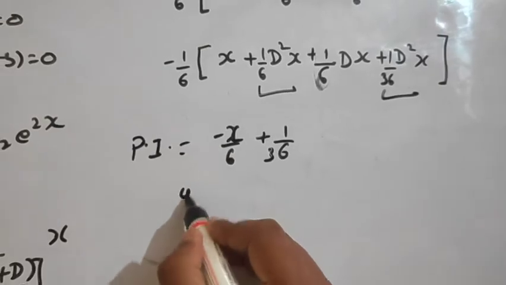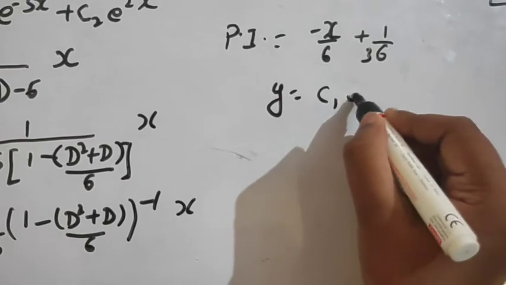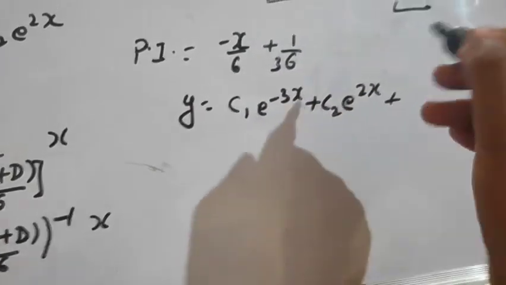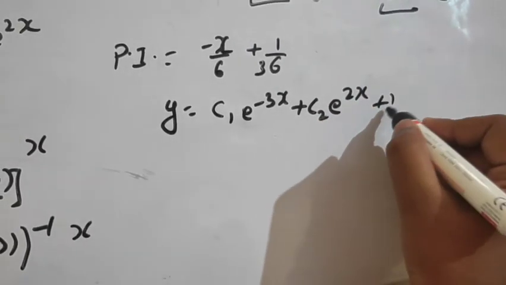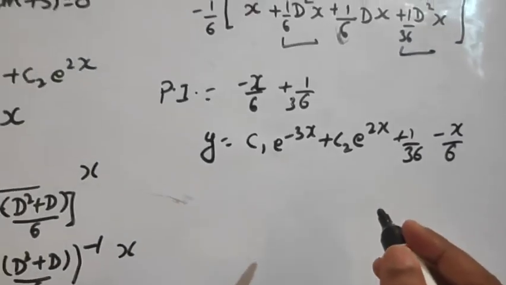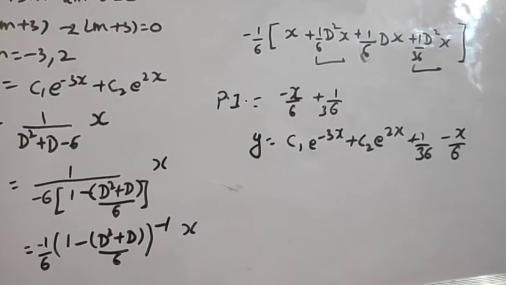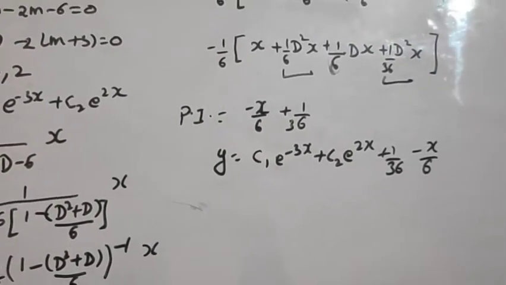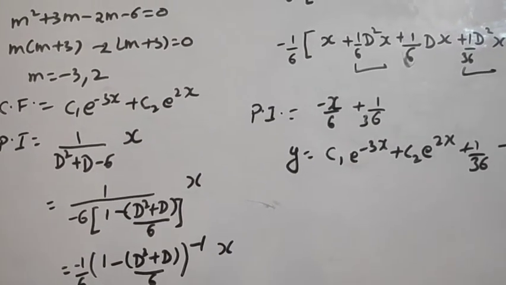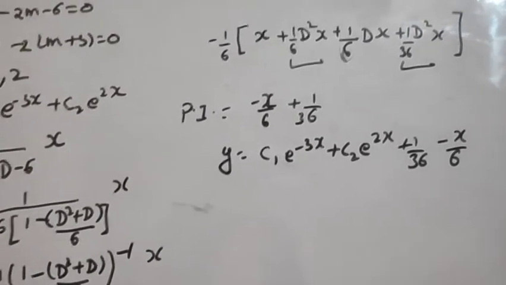Now you all know y equals to CF plus PI. So what was your CF? CF was c1 e power minus 3x plus c2 e power 2x plus PI, which is 1 by 36 minus x by 6. So this is the solution of this question. Easy one, just the expansion. If you liked some difficult, that was difficult, but again it was simple. 1 minus x raised to power minus 1 is 1 plus x plus x square plus x cube plus x power 4 and so on.